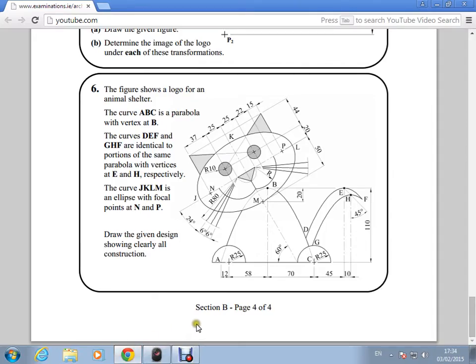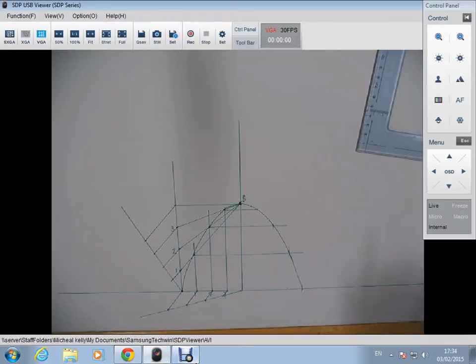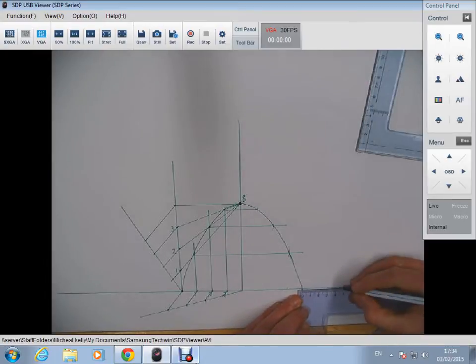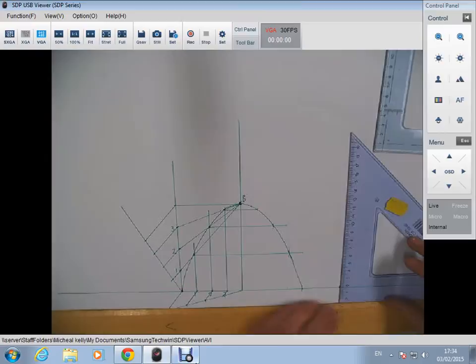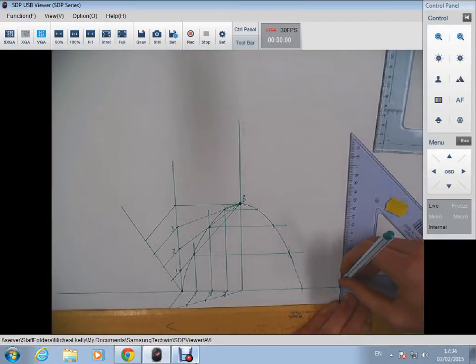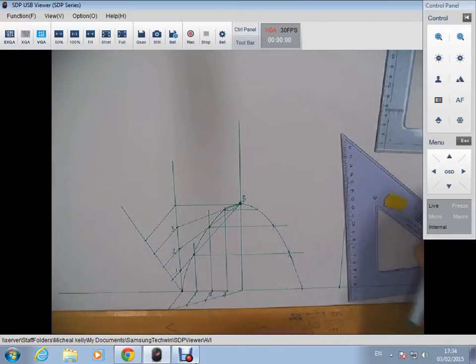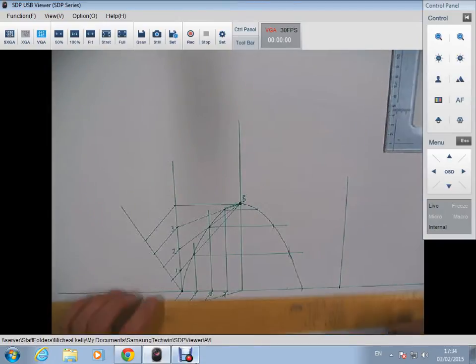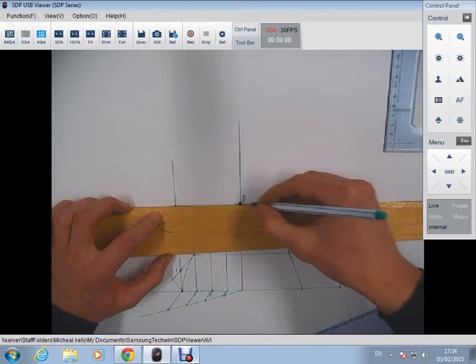To locate the position of points E and H, I'm going to measure over a distance of 45 millimeters from the bottom corner of my rectangle and take a line vertically up the page, and that's going to be in line with the top of my initial rectangle. So on my drawing here, I'm going to measure over a distance of 45 millimeters from this corner, take a line vertically up the page, and it's in line with the top of my rectangle, which is also in line with point B. That gives me my point E on the drawing.